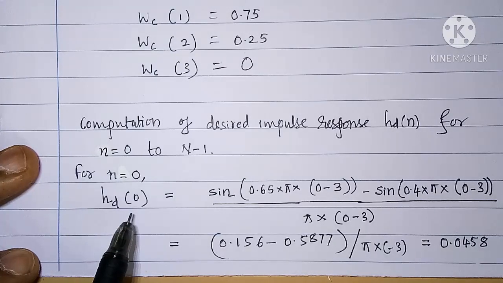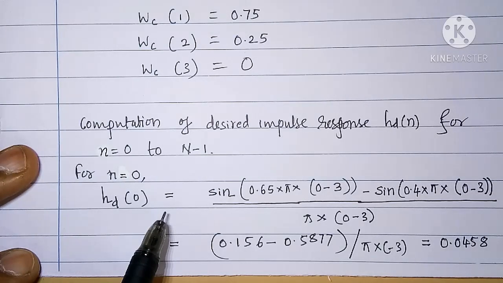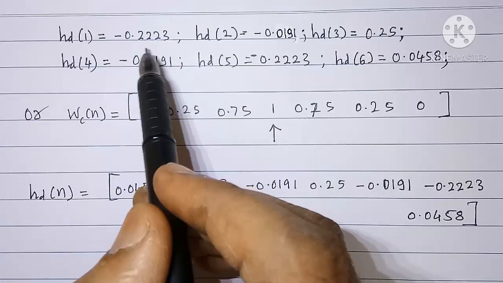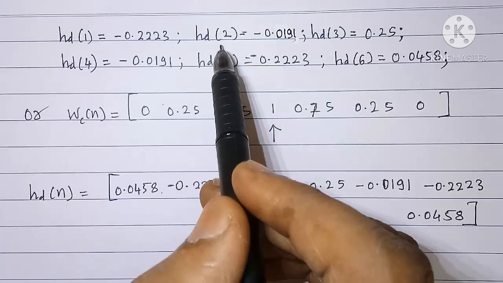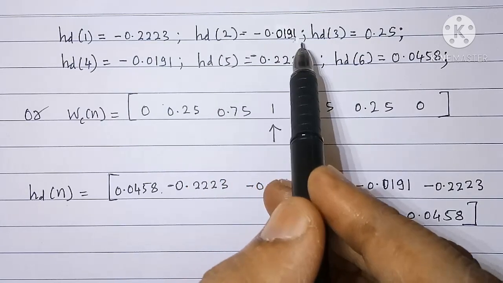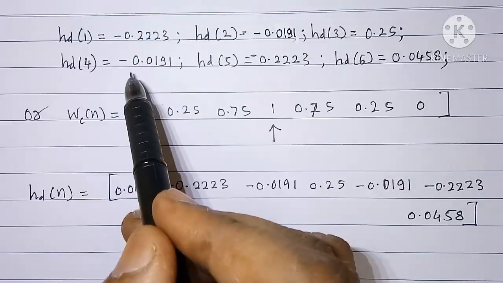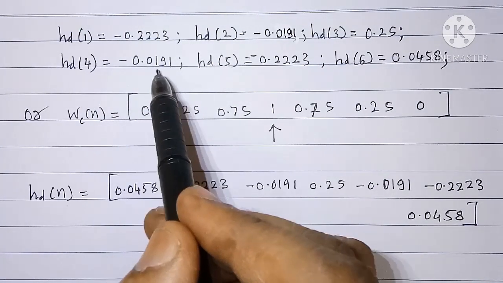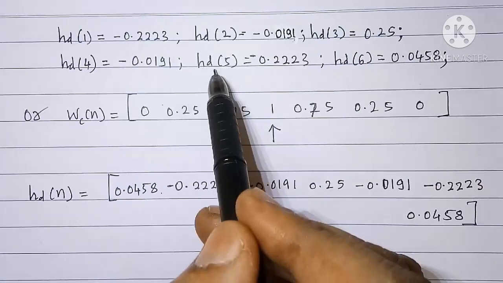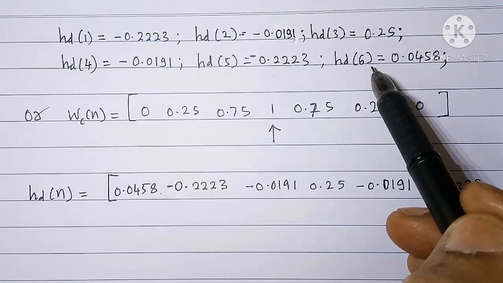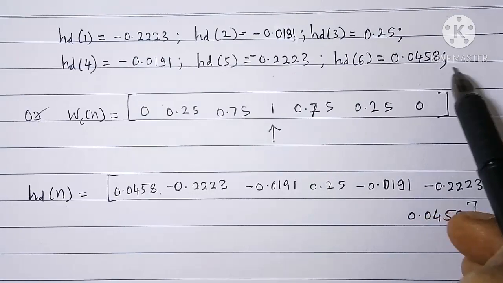For n equal to 1 to 6, you have to calculate the values. Here I will write them directly. HD of 1 is equal to minus 0.223, HD of 2 is equal to minus 0.191, HD of 3 is 0.25, HD of 4 is minus 0.0191, HD of 5 is minus 0.223, HD of 6 is equal to 0.0458.